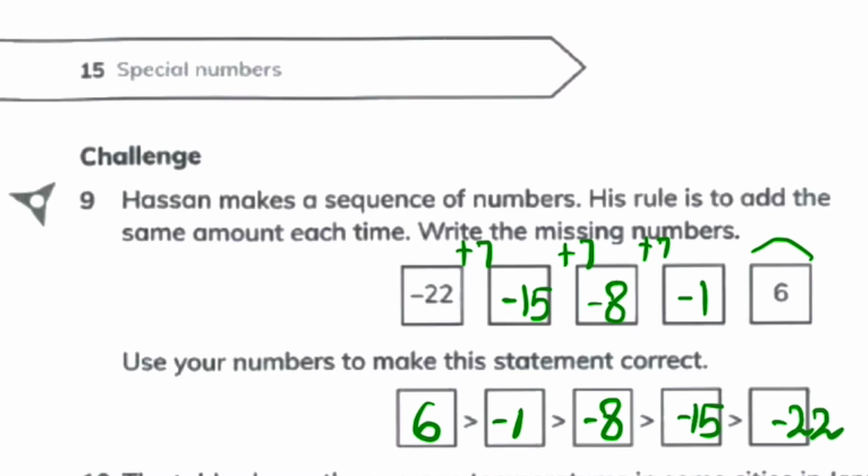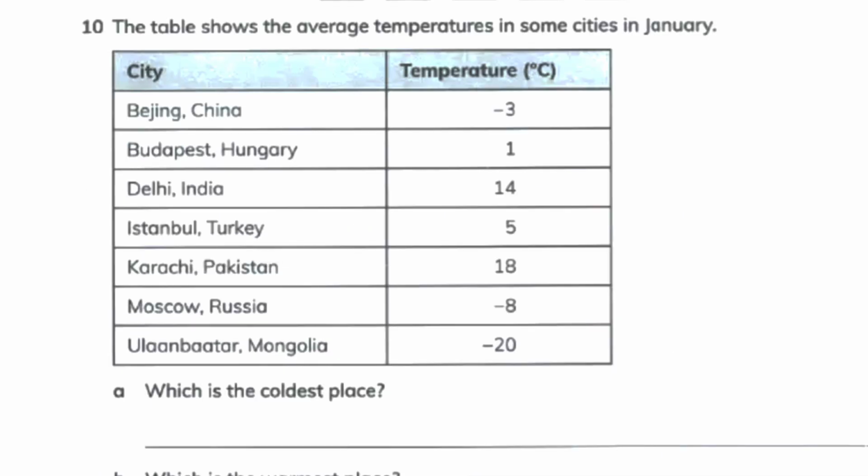Next question is quite a simple one. Here we can see a table with temperatures of different cities from different countries. Starting from part A, which is the coldest place? So the bigger number with the minus sign is the coldest place. So now I can see minus 20 is the coldest place here. Write the name of this place in part A.